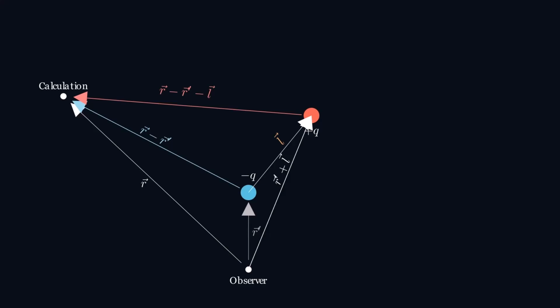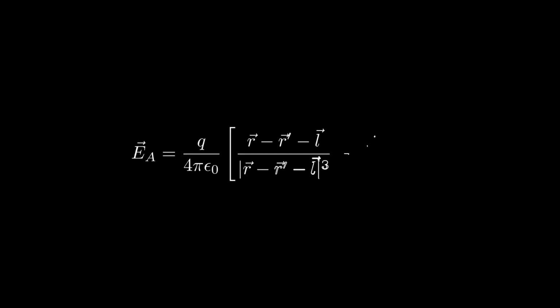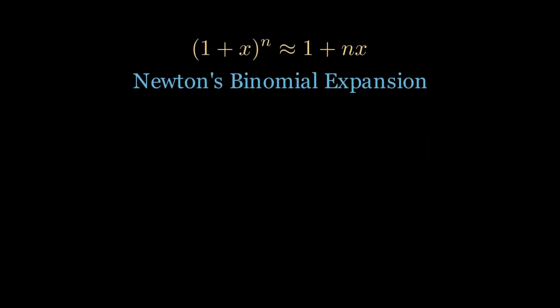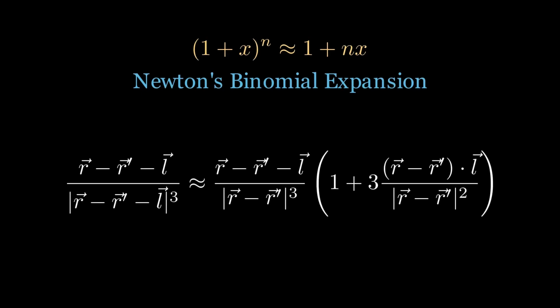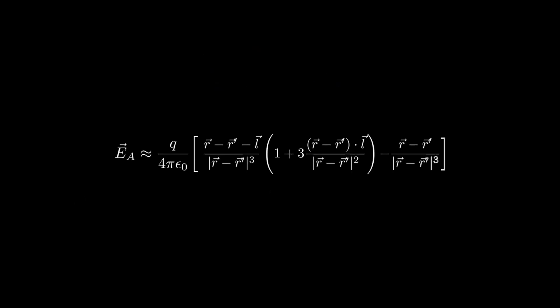For the configuration we just described, the electric field can be written as follows. To obtain a usable expression for the dipole field, we expand the denominator of the first term using Newton's binomial expansion. Now we substitute the result of the expansion back into the first fraction and carry out the necessary algebra.